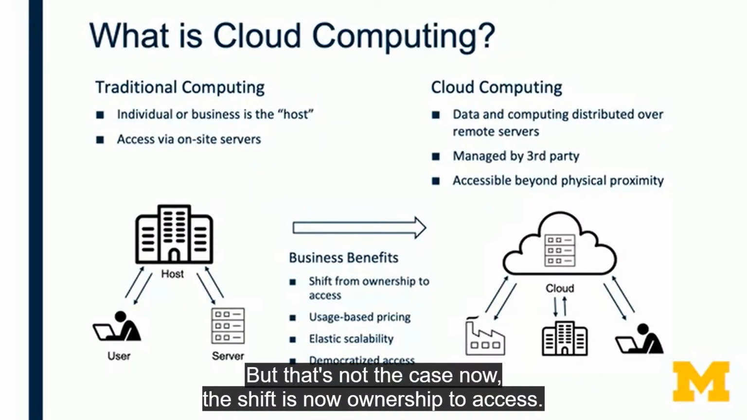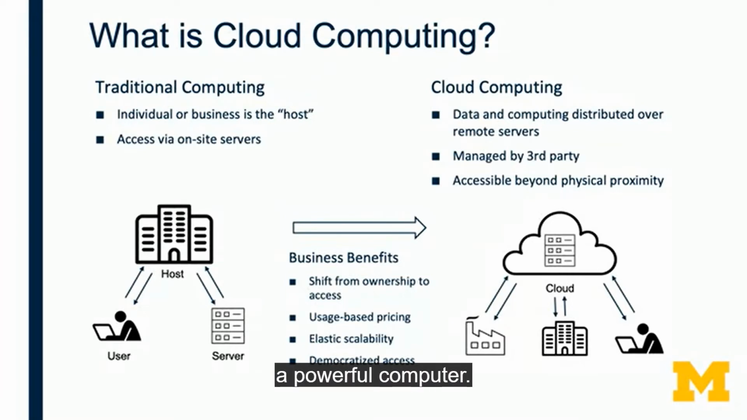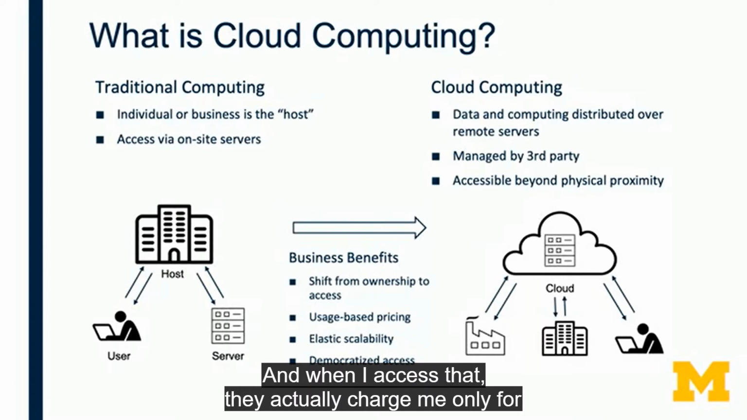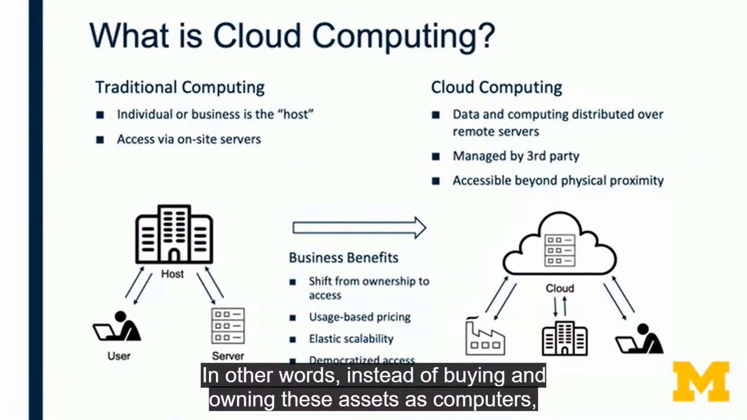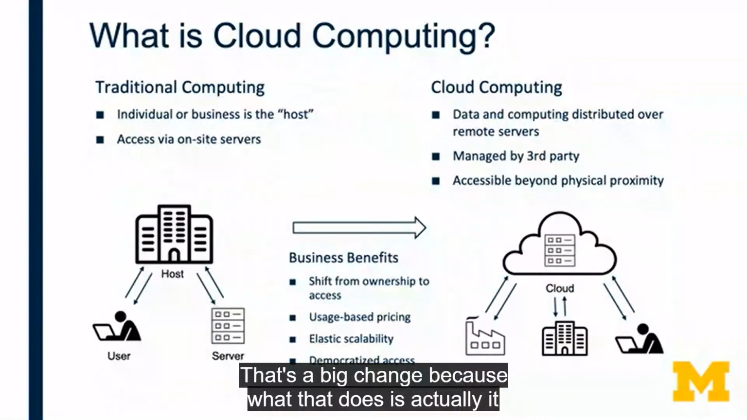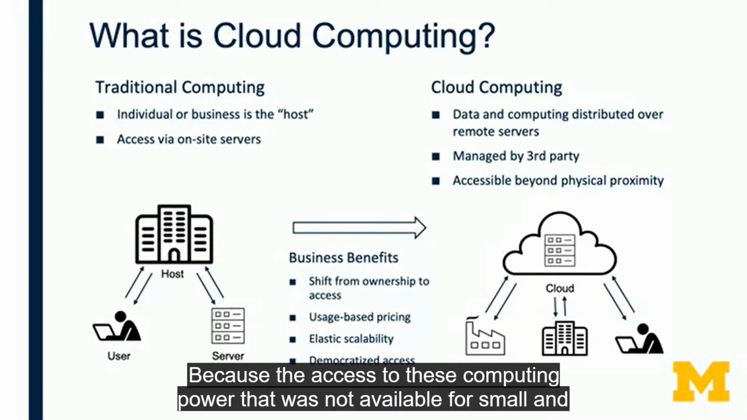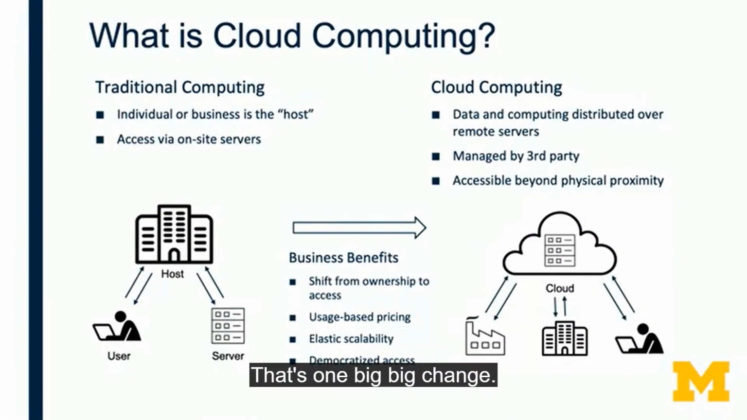Now, I could be a small company that doesn't have the resources to buy a mainframe or a powerful computer, but I can access the computing power of a mainframe computer in the cloud, right? And when I access that, they charge me only for the part that I access and use. In other words, instead of buying and owning these assets as computers, now you have access on usage-based pricing. That's a big change, because it democratizes access to computing. The computing power that was not available to small and medium companies, now everybody can access. That's one big change.